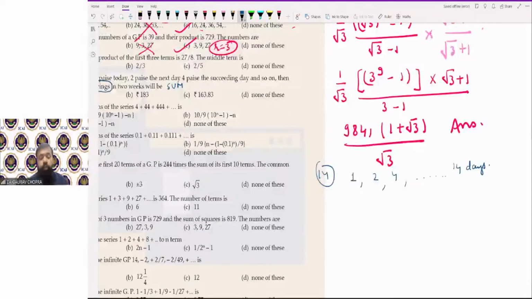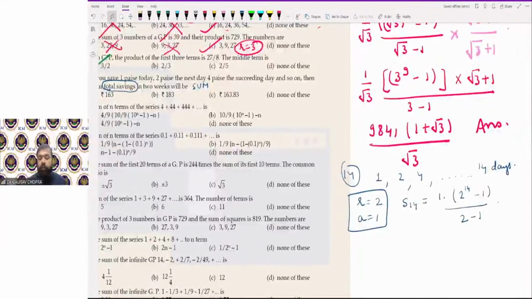ओके, चलिए सम निकालना है. सो व्हाट इज आर हियर? आर इज 2, first term is 1. So accordingly, we can apply the formula. So S14 is equal to A into (R to the power of 14 minus 1) upon (R minus 1). Now apply this formula and get the result. So which is the correct answer? Anyone? फॉर क्वेश्चन नंबर 14 कौन सा ऑप्शन सही है, कौन सा ऑप्शन करेक्ट है, ये आपको बताना है.